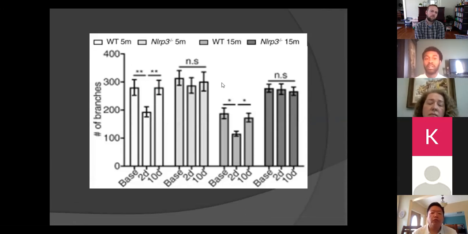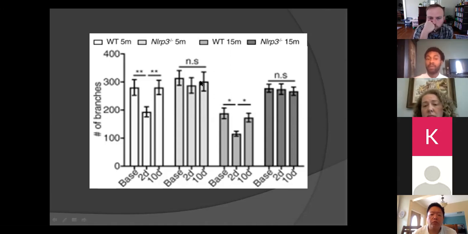For the wild type 5-month mice, which is here, you see the same trend as before. From the base to 2 days, you see a drop, and you still see the statistical significance with the 2 stars. But then at 10 days, it comes back up almost even. And in the 5-month NLRP3 mice, the 2 days don't drop as much. The NS, which means no significance, shows that there's no significance from the base to the 10 days.